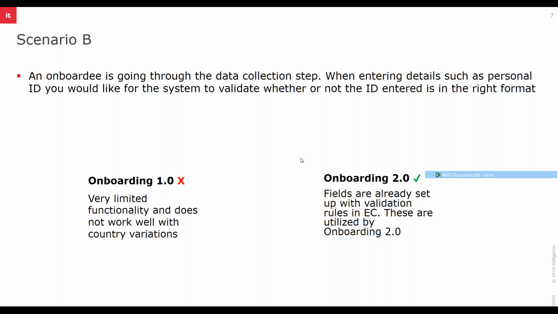Because Onboarding 1.0 used to be a different system, you had to put up your own validation that was very limited in functionality. It didn't work well with things like country variations. But now in Onboarding 2.0, when the employee is going directly into SuccessFactors and utilizing the EC setup, you can also use all the validation rules that you've set up in Employee Central in the data collection. So address validations, national ID validations, you name it, you can use it all.